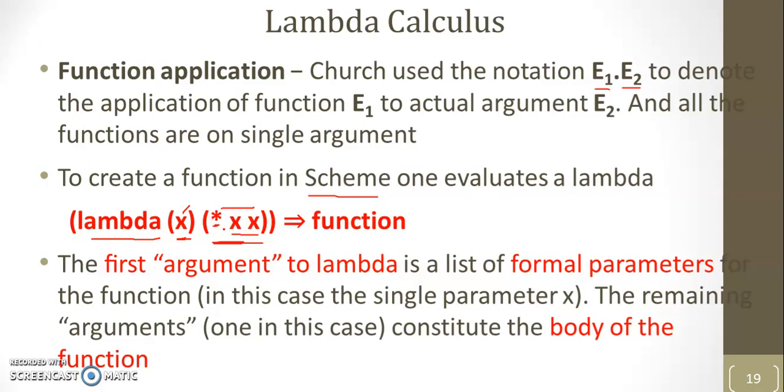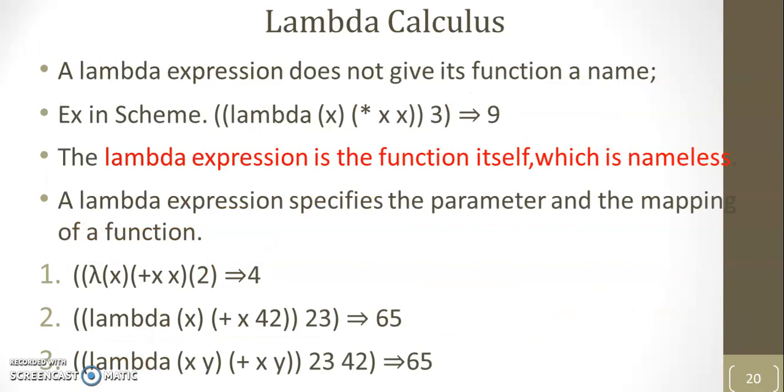The body of the function will be used to perform some operation like multiplication, taking the two operands x and x. These operands also will be passed in the form of arguments or parameters. A lambda expression does not give its function a name, so no function name will be given. When we are giving this example, lambda of x star x x, we need to consider the parenthesis in order to get the value or the result.